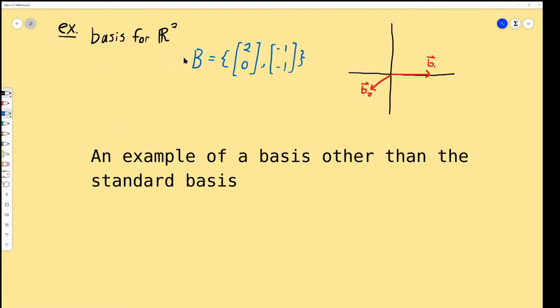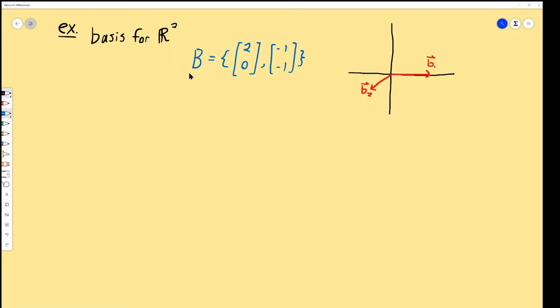Here's an example of a basis for R2. I'm calling it B, and it consists of the vectors (2, 0) and (-1, -1). And we could also name these vectors B1 and B2, and here's what they would look like in R2. So the way that we verify if something is a basis, and we're about to do that here, is we have to verify the two conditions for a basis.